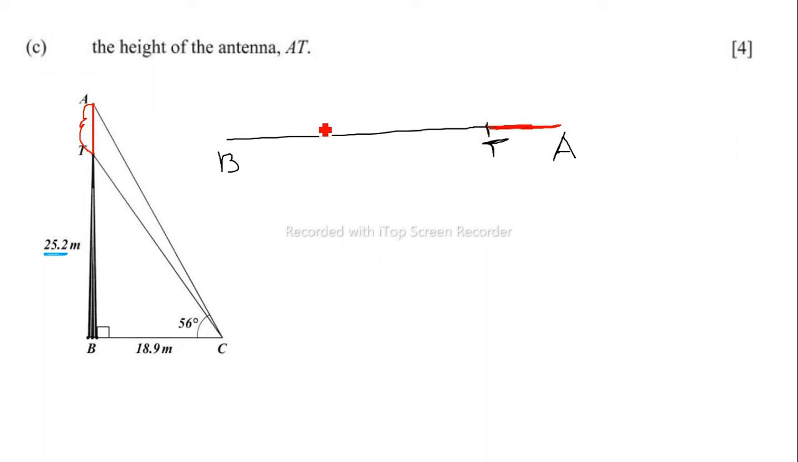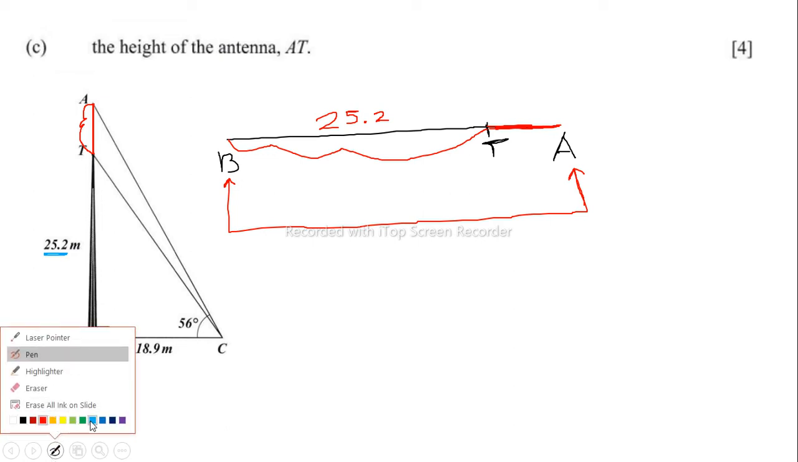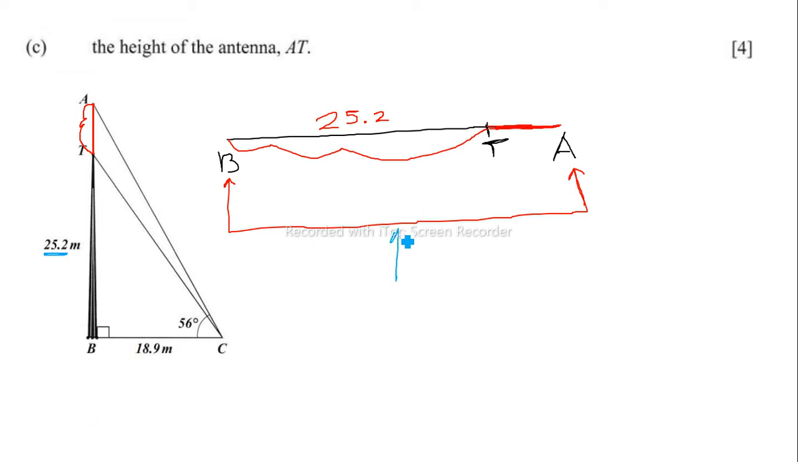25.2. Now, if we already know what this part is, which is 25.2, and we could figure out the length of AB, the bigger one, all we need to do is subtract the length of the bigger one from this length, and then we'll be left with just this. Does that make sense?